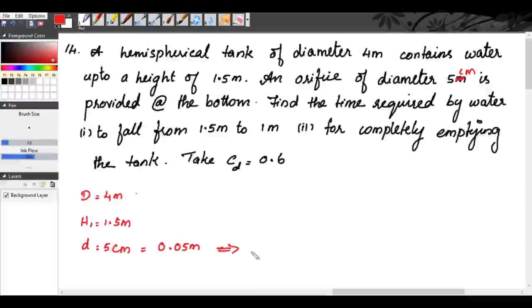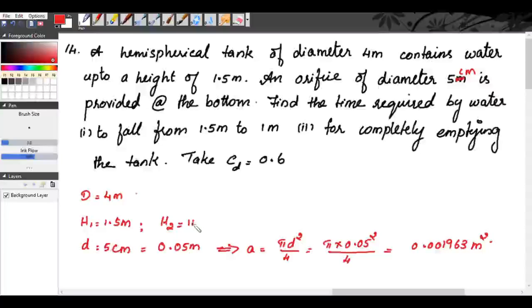From which we get area of the orifice is equal to pi d square by 4. So pi into 0.05 square divided by 4, we get area of the orifice as 0.001963 meter square. Also, find the time required by water to fall from 1.5 meter to 1 meter. So H2 is equal to 1 meter. Also, CD is given as 0.6.